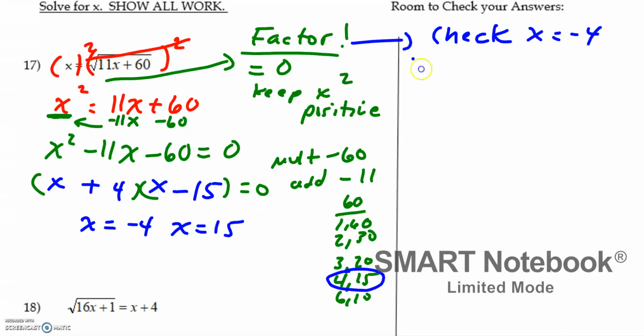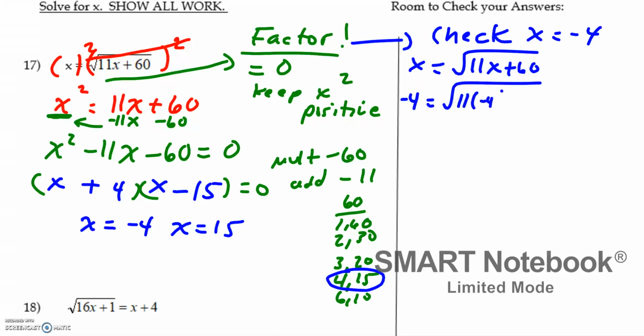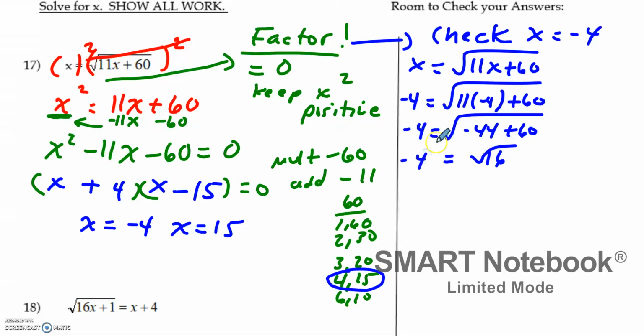I'm going to plug that back into the original equation, which looked like this. So, does negative 4 equal the square root of 11 times negative 4 plus 60? Or does negative 4 equal the square root of negative 44 plus 60? Does the square root of 16 equal negative 4? No, because negative 4 does not equal positive 4. So this is false, does not work, so this is out.